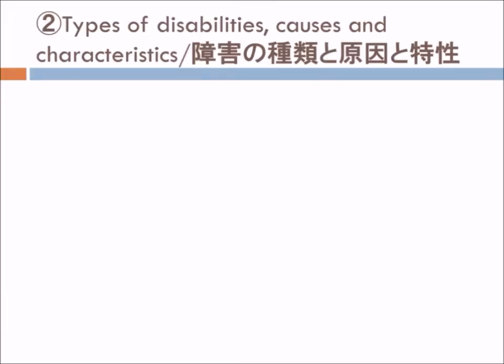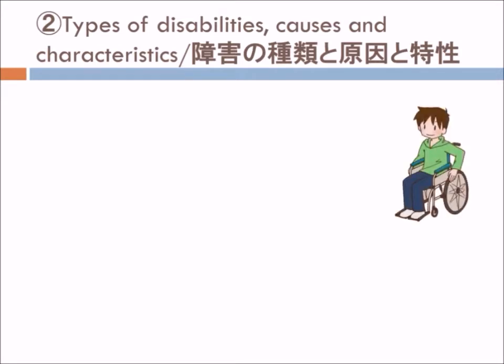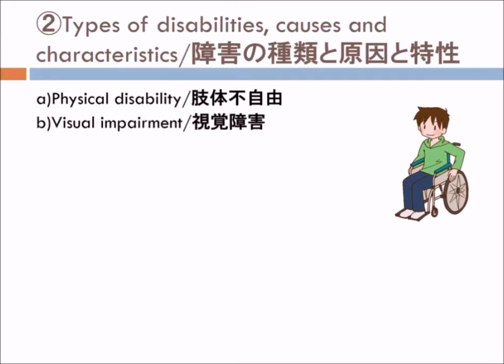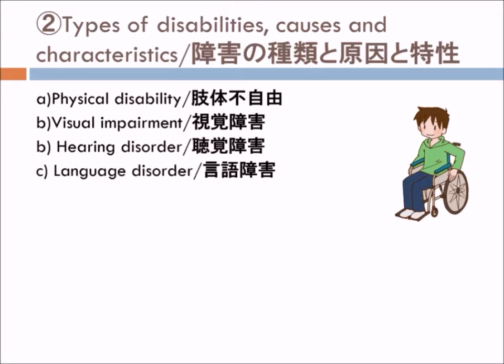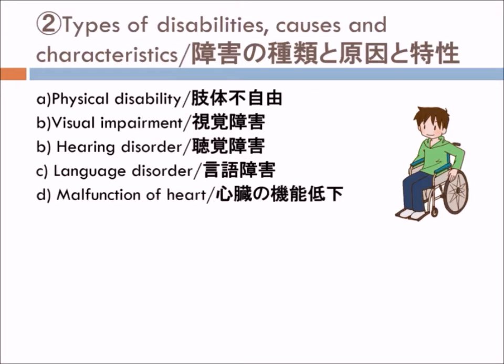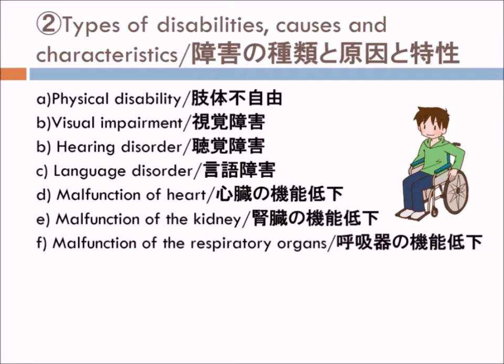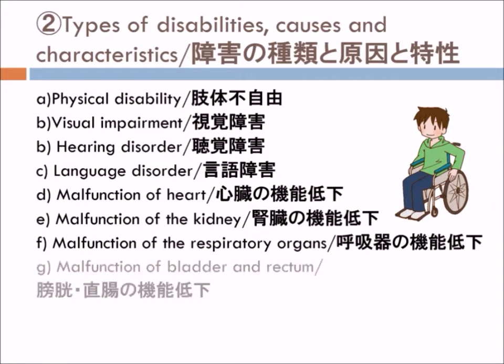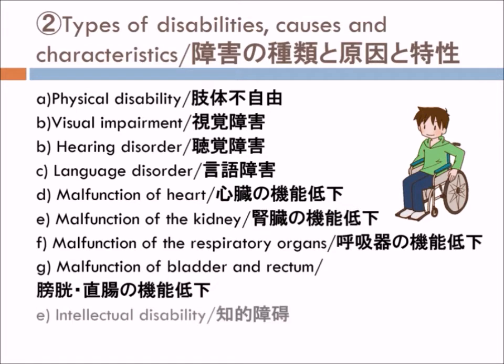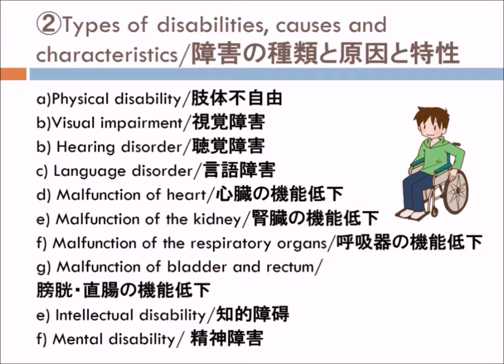Types of disabilities, causes, and characteristics. Physical disability, visual impairment, hearing disorder, language disorder, malfunction of heart, malfunction of the kidney, malfunction of the respiratory organs, malfunction of bladder and rectum, intellectual disability, mental disability.